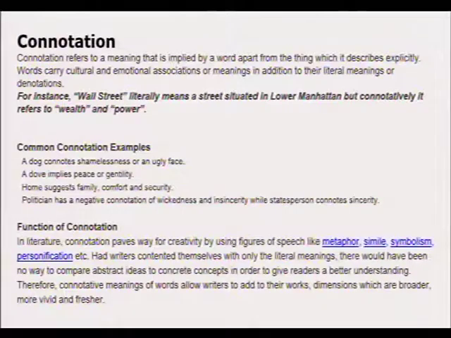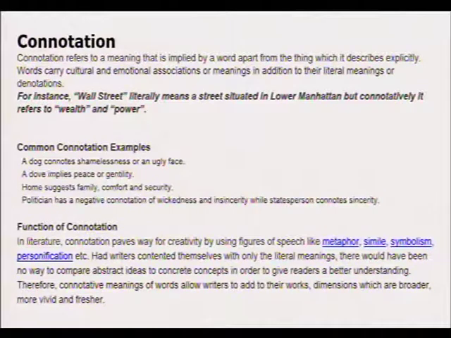Connotation. What is connotation? Connotation refers to a meaning that is implied by a word apart from the thing which it describes explicitly. Words carry cultural and emotional associations or meanings in addition to their literal meanings or denotations. For instance, Wall Street. Wall Street literally means a street situated in lower Manhattan, but connotatively it refers to wealth and power. If you would say Wall Street, you would think straight away that that's where the money is.